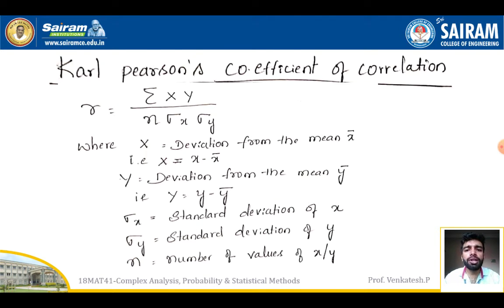The next topic is Karl Pearson's coefficient of correlation. It is given by r equals summation capital X capital Y divided by N sigma X sigma Y, where capital X is the deviation from the mean X bar, given by capital X equals x minus x bar. Capital Y is the deviation from the mean y bar, given by capital Y equals y minus y bar. Here x bar is the mean of x and y bar is the mean of y, given by summation x by N and summation y by N. Sigma X is the standard deviation of x, sigma Y is the standard deviation of y, and N is the number of values of x or y.